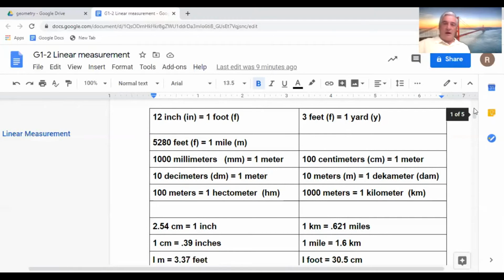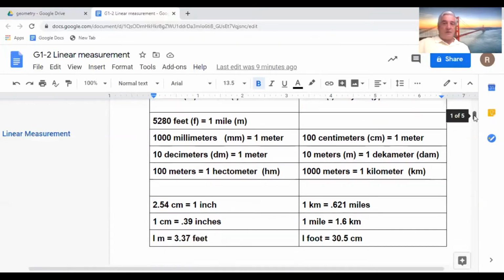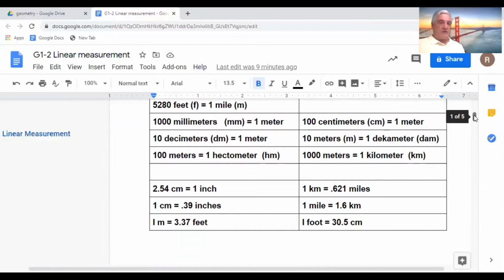And down below, I have some you may not have memorized, but might need to complete today's assignment. For instance, there's 2.54 cm in an inch. 1 meter is equal to 3.37 feet.